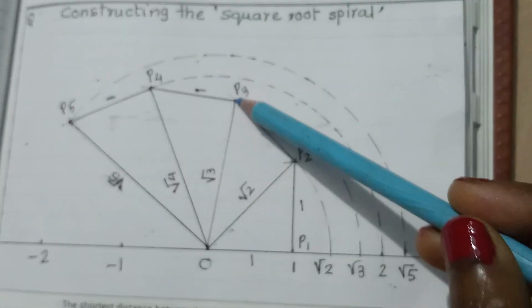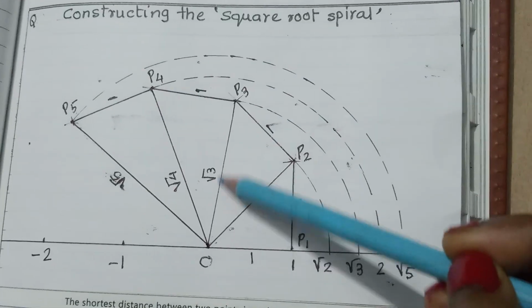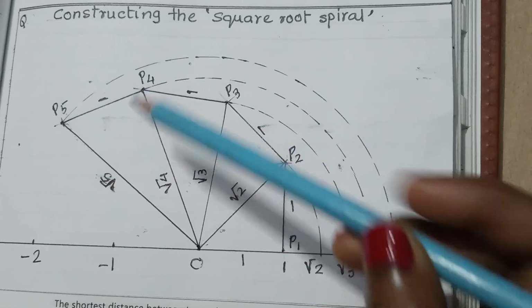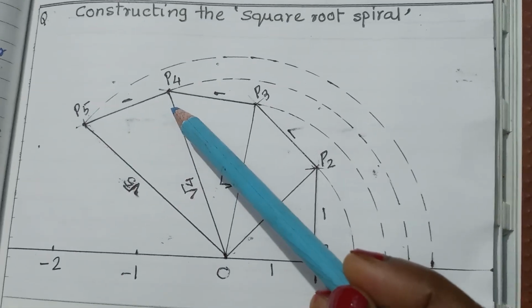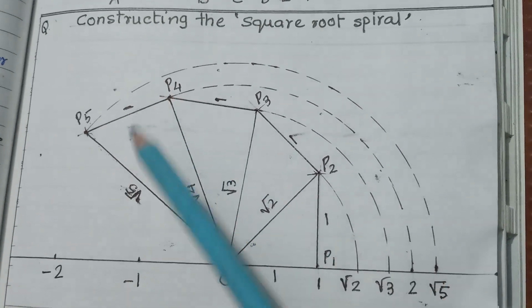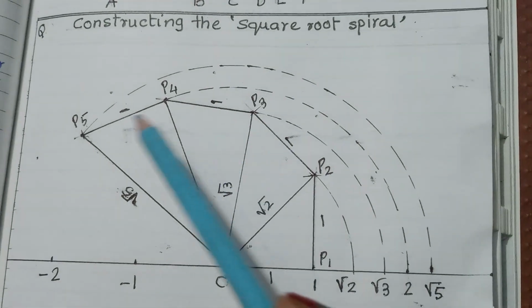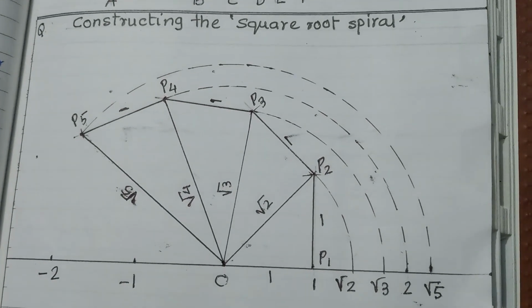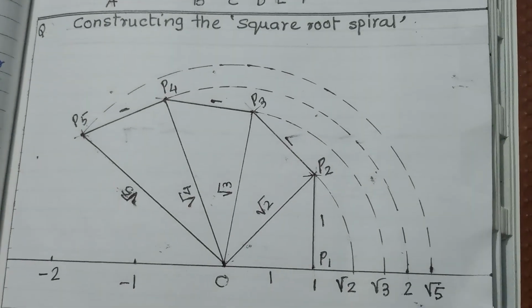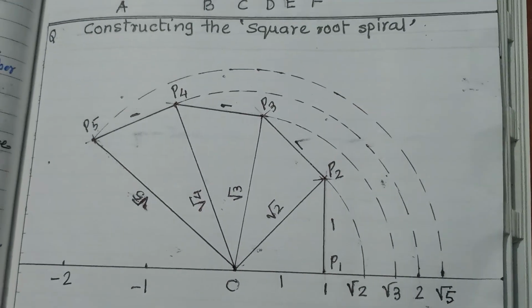Again, this is the base and this is the perpendicular. So root 3 square plus 1 square is root 4 square. Again, root 4 is the base and 1 is the perpendicular, so the hypotenuse is root 5. In this way we can draw the spiral. It is called the square root spiral. Now this exercise 1.2 is also finished. Thank you very much.